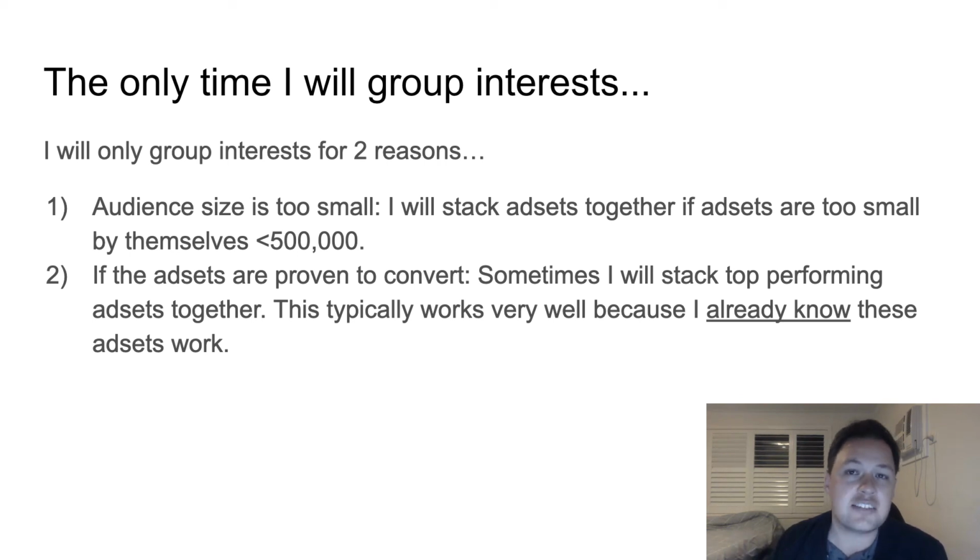One, audience size needs to be boosted. Two, I know the interests work and I just stack them to see if they work together. That's the only time. Besides that, you only ever want one interest per ad set. Understand there's no way to tell which interests work on Facebook. So for that reason, when you're testing interests, you need the interest to be the variable and everything else to remain constant, so you can identify what works and what doesn't.